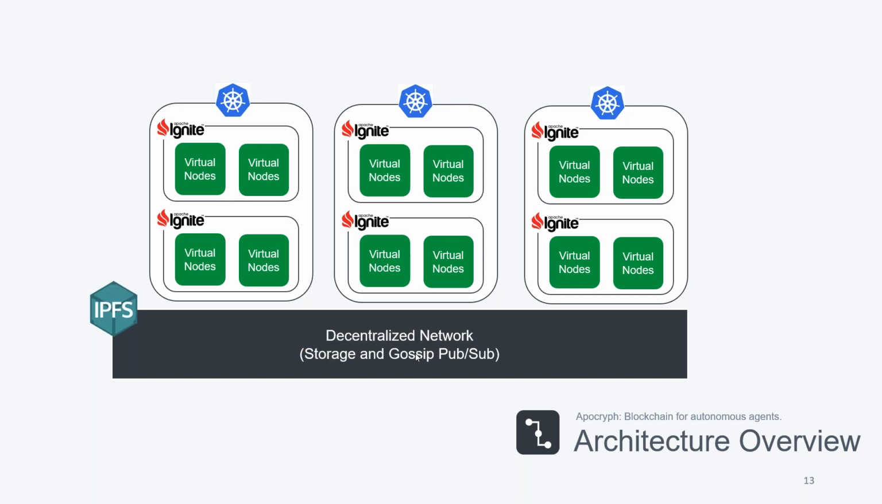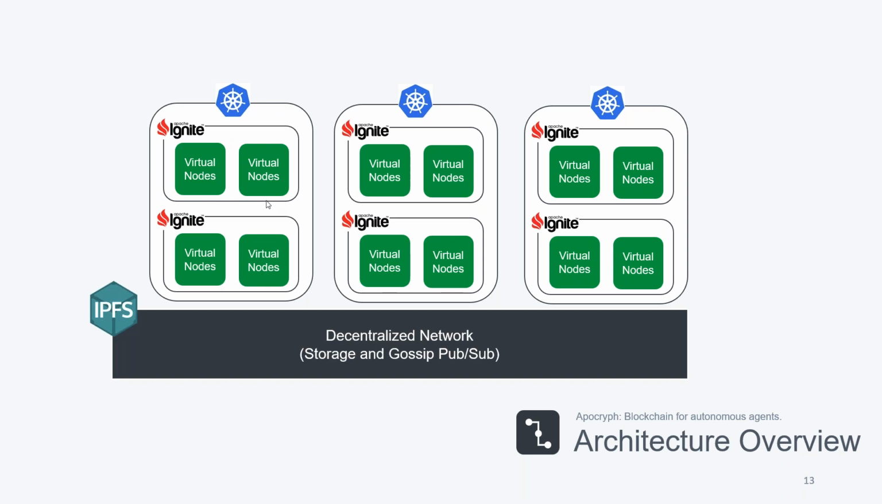So the purpose of Ignite here is really to allow us to have a highly scalable in-memory layer that allows us to do all the calculations related to the consensus and the agent execution within a single physical node. That can be a single machine or can be a cluster of multiple machines.